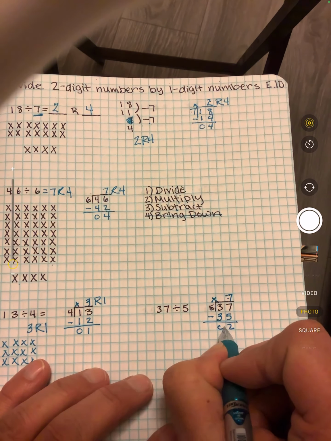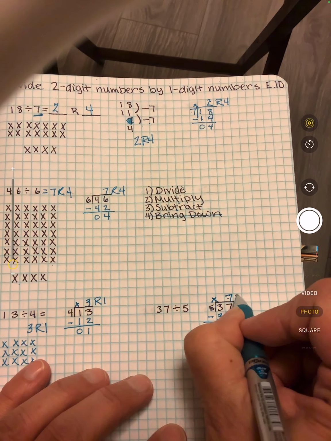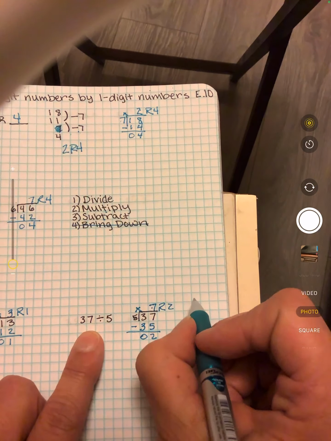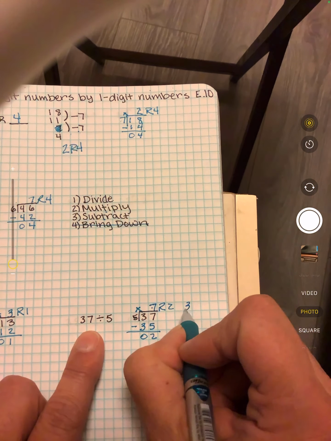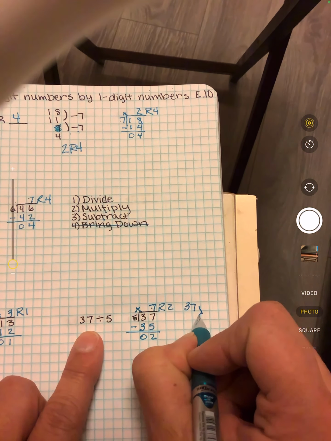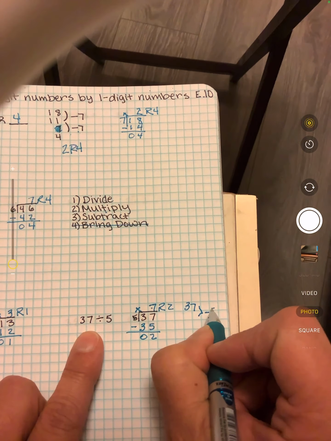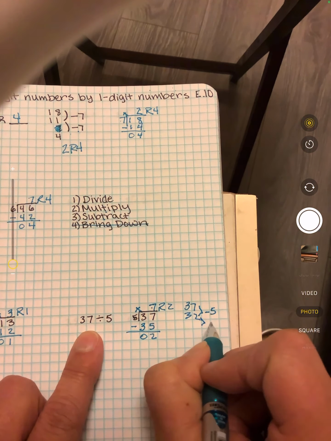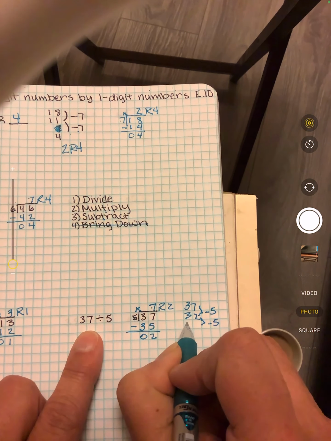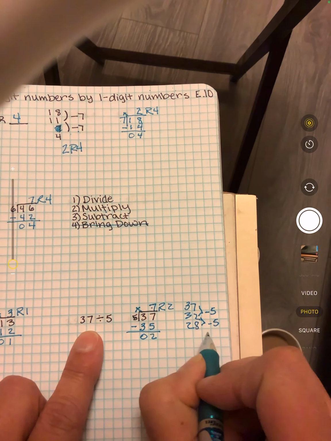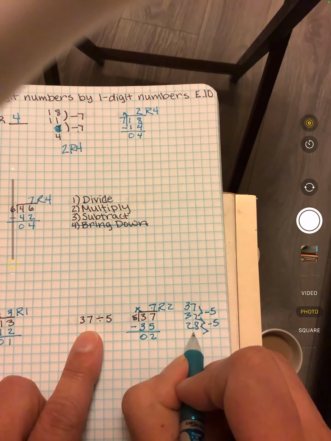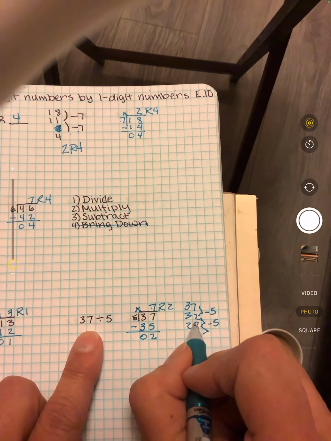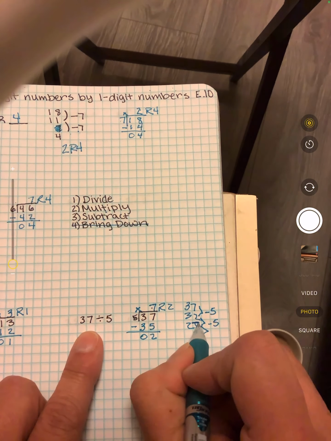3 minus 3 is 0. So I have a remainder of 2. Now I can do this too. The repeated subtraction. 37 minus 5 would be 32. Minus 5 would be 27.